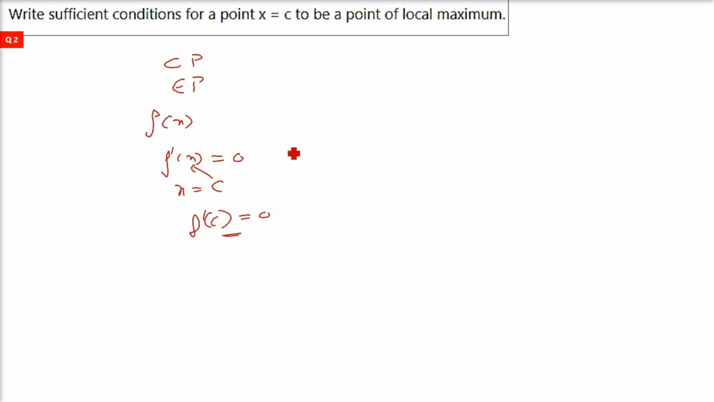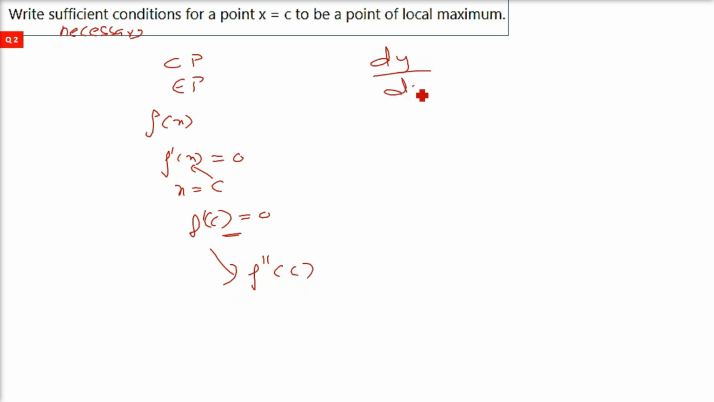But this question is asking about the sufficient conditions. So this is one of the conditions, but it has to be accompanied by one more condition. How do you prove that a certain expression or value is showing the maxima or minima? Remember, when we get negative, we say maxima. When we get positive, we say minima. So we do the double differentiation.